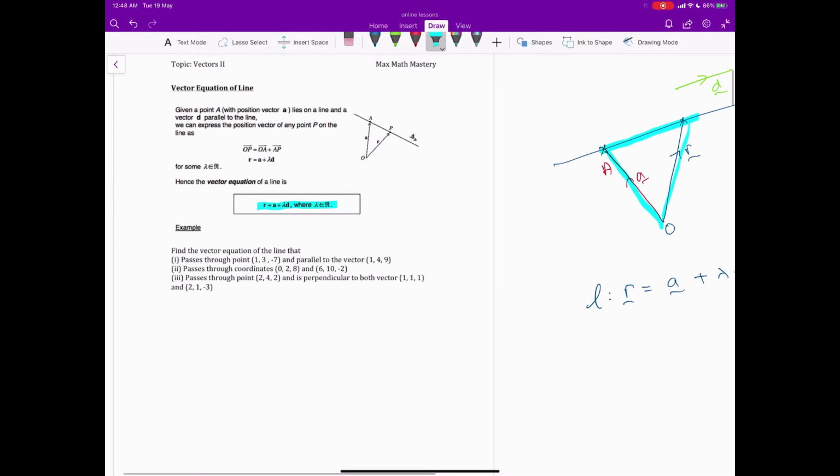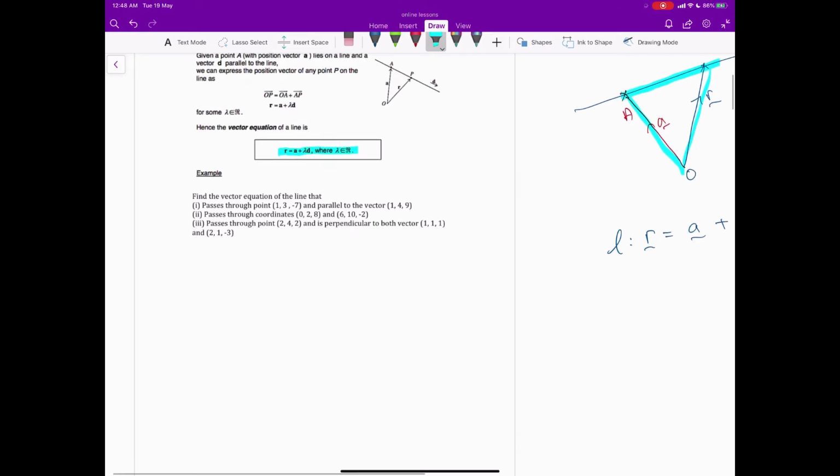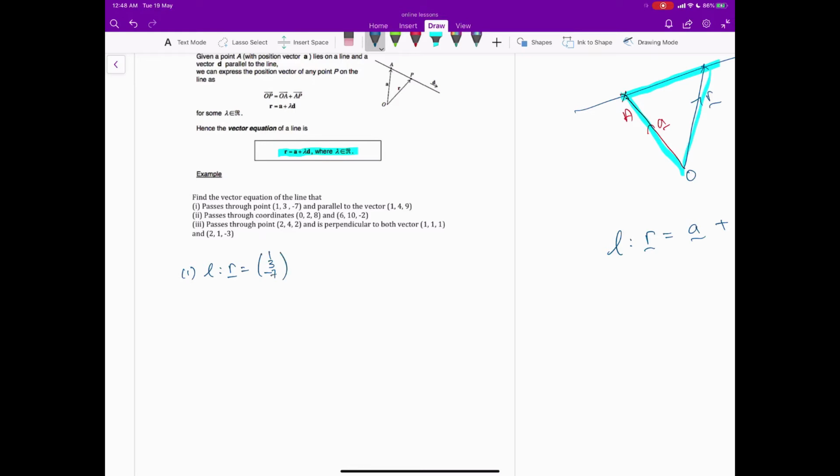So let's come back to these examples over here. We're going to talk about these three examples. First example: the vector equation of a line that passes through (1, 3, -7) and is parallel to the vector (1, 4, 9). So what we're going to do is create a line equation. Part 1: line r is equal to a point that lies on the line, in this case (1, 3, -7), plus the direction that the line is parallel to. In this case, the direction will be lambda (1, 4, 9), where lambda is a real number.